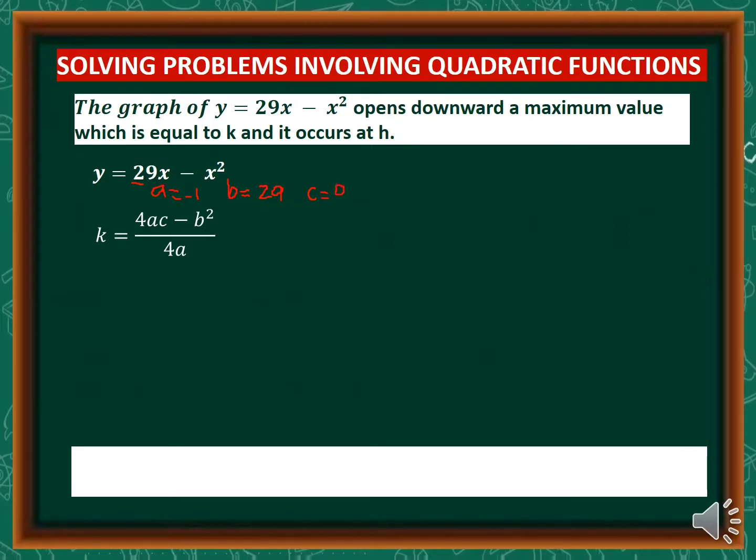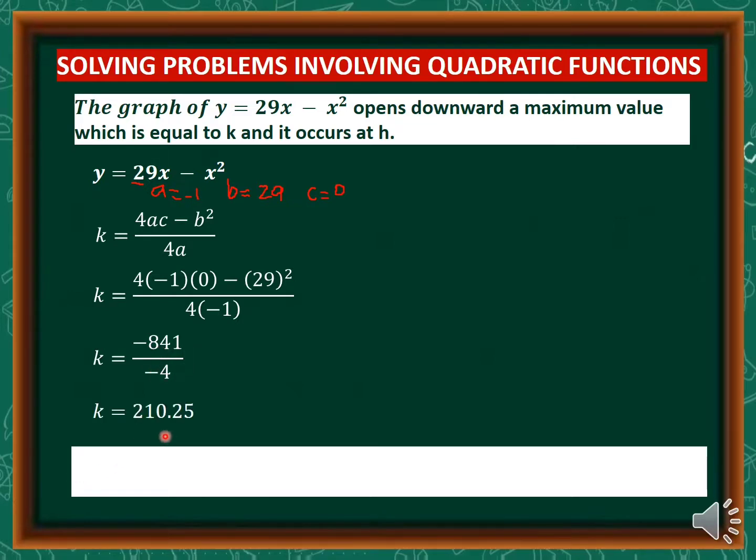I-substitute lang po natin ang values na yan sa ating formula. Substituting, we have 4 times negative 1 times 0 minus b squared, 29 squared, all over 4 times a, which is negative 1. So, we have 4 times negative 1 times 0, 0 na yan. So, negative times 29 squared, 29 times 29, class, is equal to 841. Then, times negative. So, negative 841. And 4 times negative 1, we have negative 4. Negative times negative, positive. 841 divided by 4, that is 210.25. So, meron na tayong value ng k.